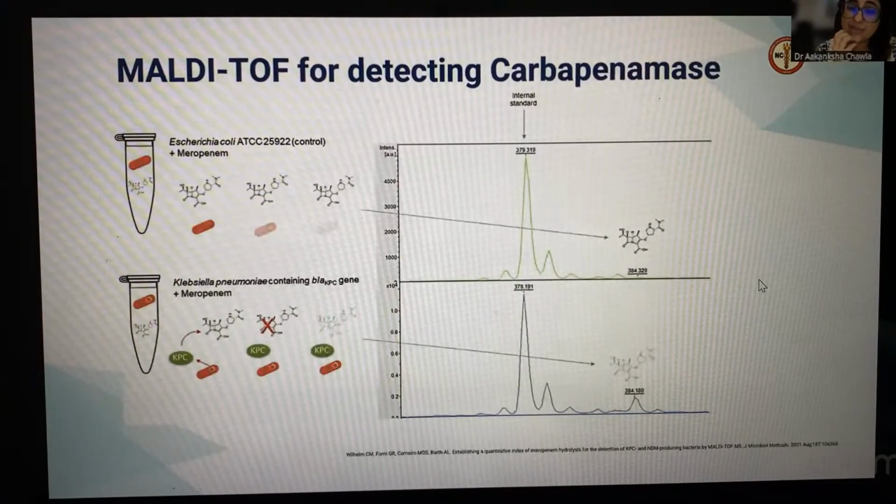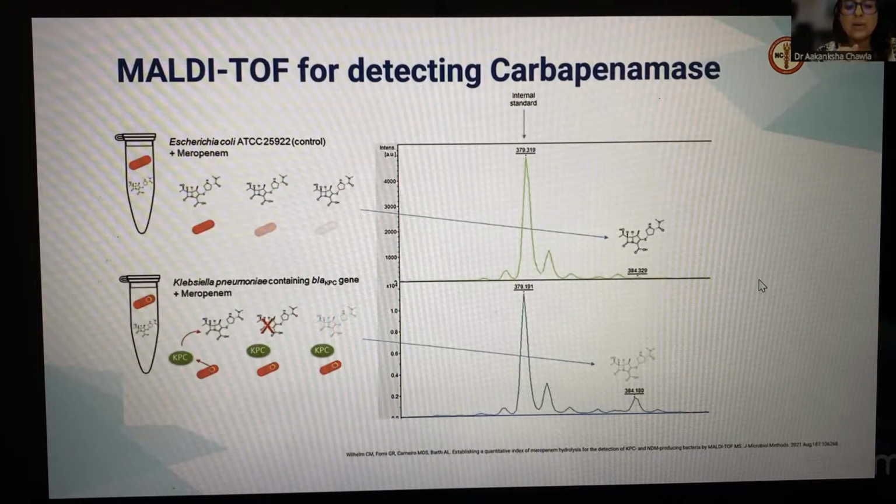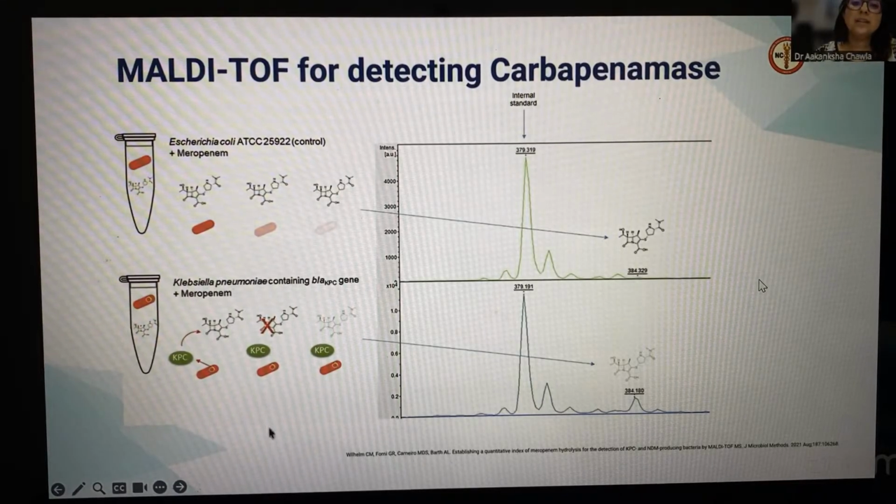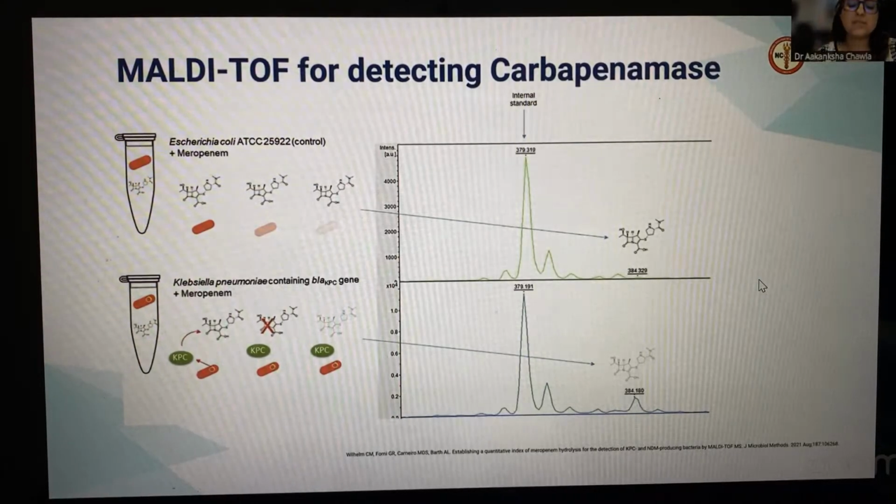Then MALDI-TOF. Now again, this would help you to detect carbapenemase. It will not tell you which one. These are two wells, and you can see that the first one has E. coli with meropenem and the other has Klebsiella pneumoniae with meropenem. Now, if there is production of carbapenemase, like you can see here, for example KPC, this is detected by the machine over time based on these peaks and the molecular weight. The change that occurs when carbapenemase is present is detected by the machine based on the molecular weight of these peaks, and it tells you whether the carbapenemase is present or not. But which one, it will not tell you.